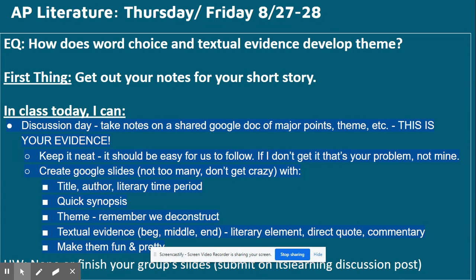All right, so let's look at what you're doing today. We're still focusing on this essential question: How does word choice and text evidence develop theme? All right, so the first thing we're going to do, you guys are going to get out your notes from the short story that you read on Tuesday, Wednesday in your small groups.